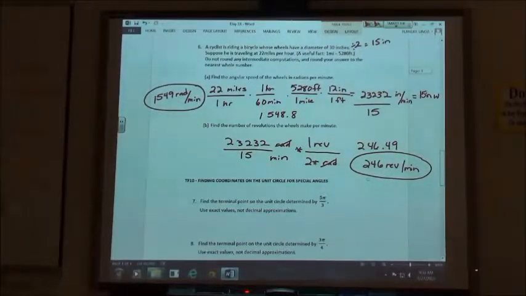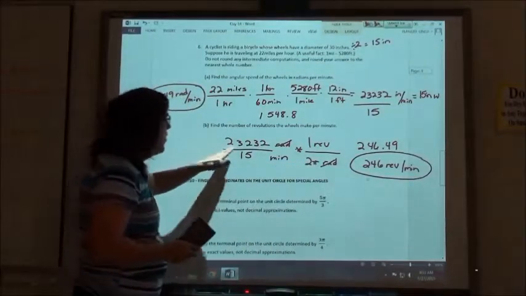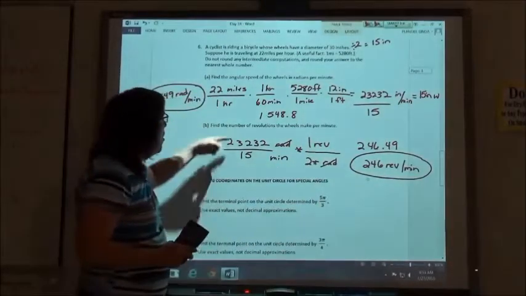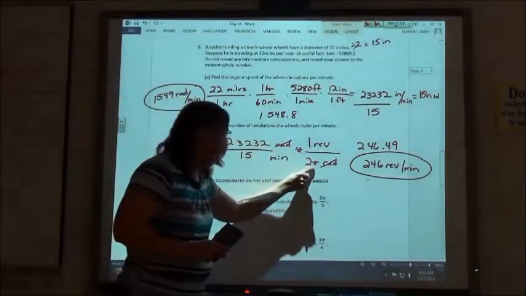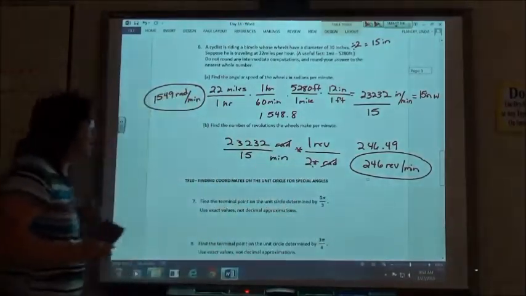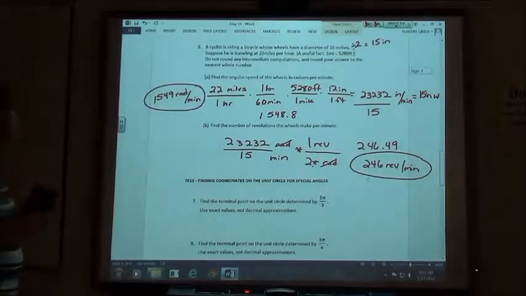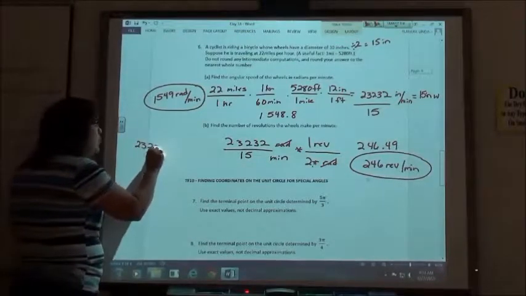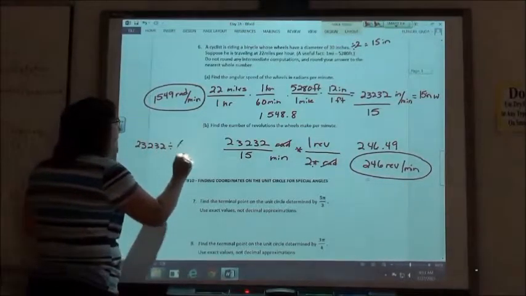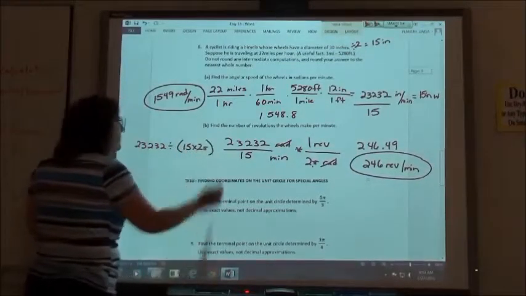And you do need to be careful here, since you've got more than one thing. You can either put parentheses around the bottom or do this divided by 15 and then divide that by 2 pi. That would also work. So it might take some practice trying to figure out how your calculator works, but I did the 23,232 divided by, and in parentheses, put my 15 times my 2 pi.